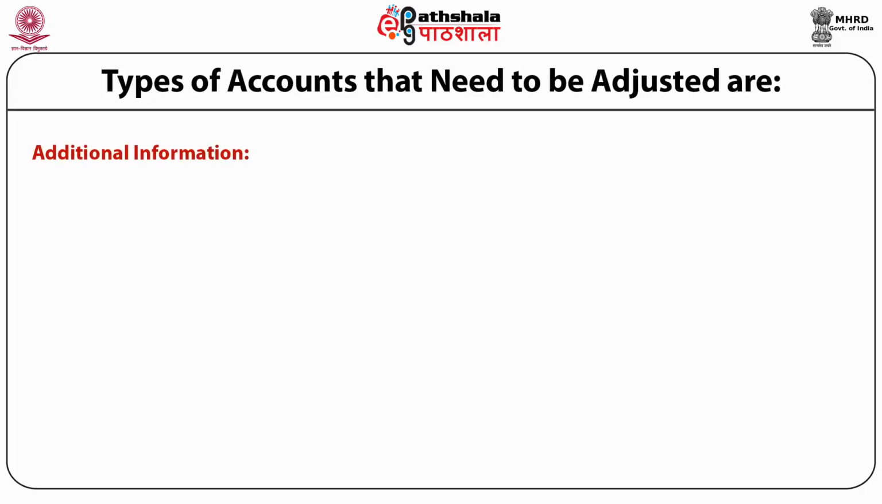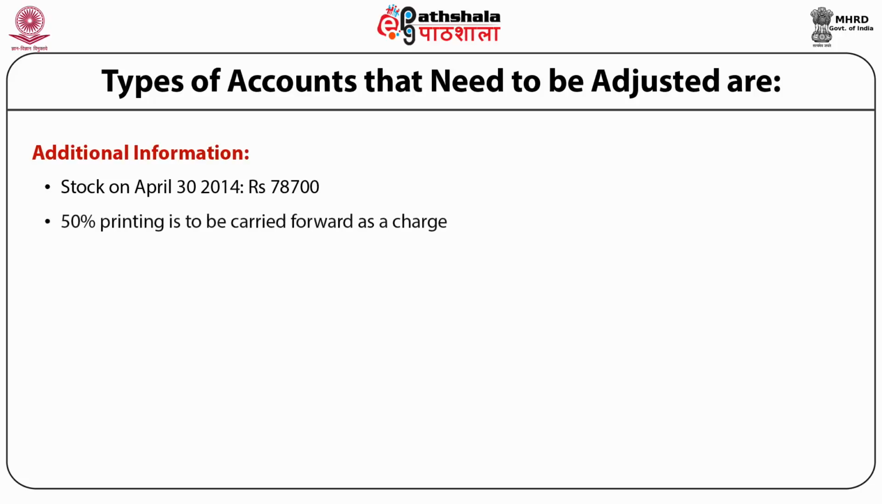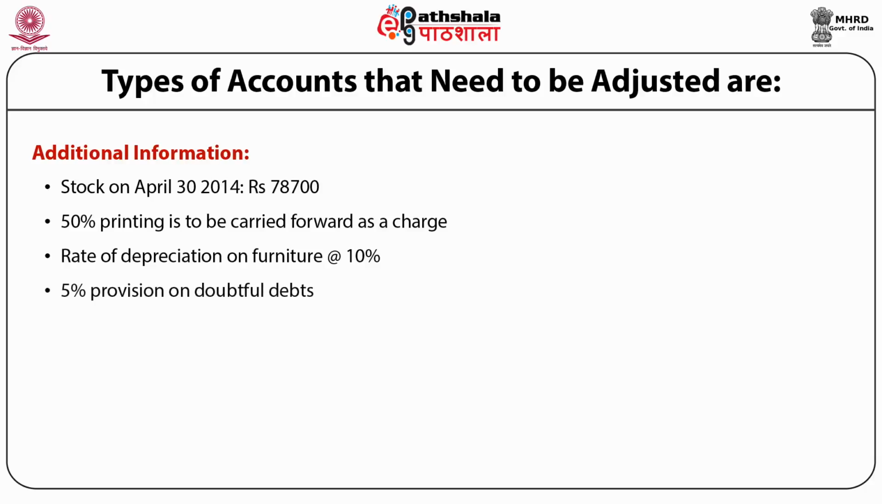Additional information for the preparation of financial statements is given here. Stock on April 30, 2014 is 78,700. 50% of printing is to be carried forward as a charge. Rate of depreciation on furniture is 10%. 5% provision on doubtful debts. 2% for discount on debtors and creditors.